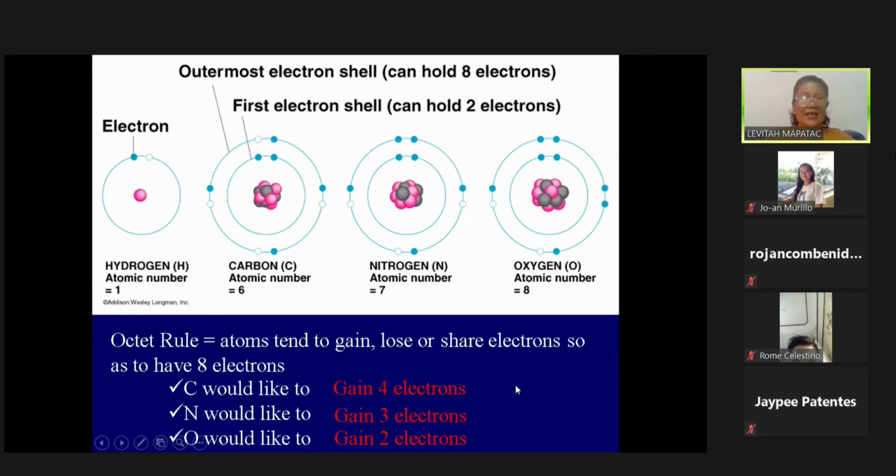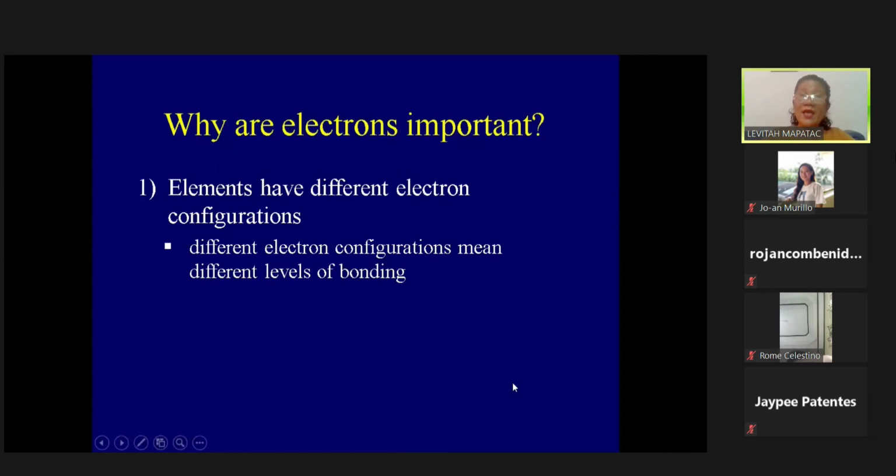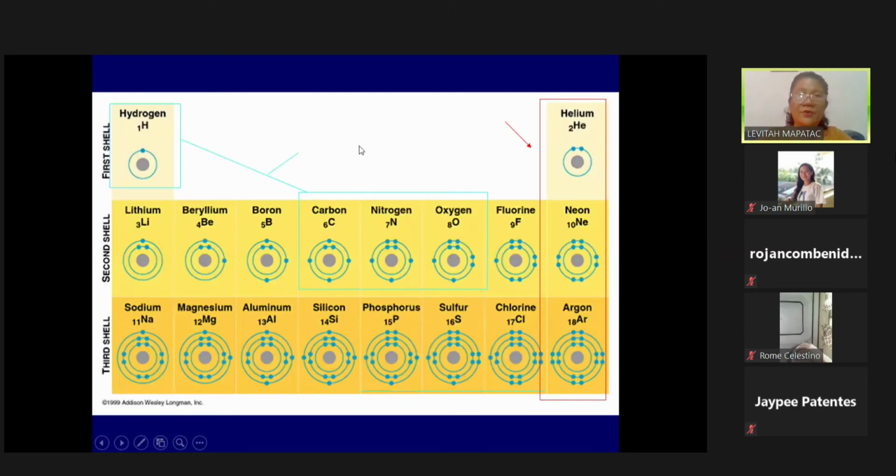So why are electrons important? Elements have different electronic configurations. We had already discussed this, no? And this electronic configuration is the one needed in bonding. Where? Our outermost shell. Okay. So here, lithium, beryllium, and so on and so forth. The outermost shell is the basis of our grouping.